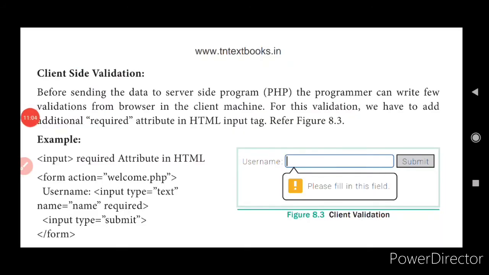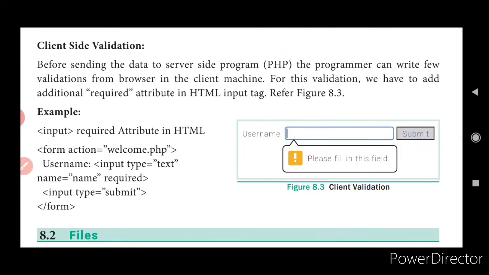Client-side validation. Before sending the data to the server-side program, the programmer can write a few validations in the browser on the client machine itself. Before sending the details to the server side, we do certain validations in our browser itself. How do we do it? We do it by adding some additional attributes.